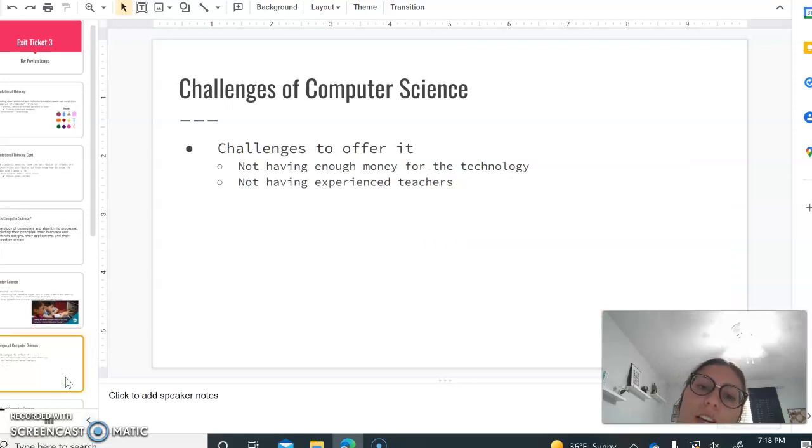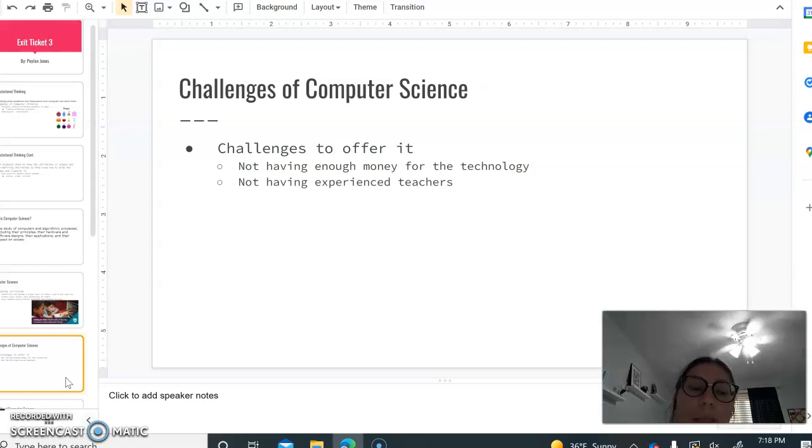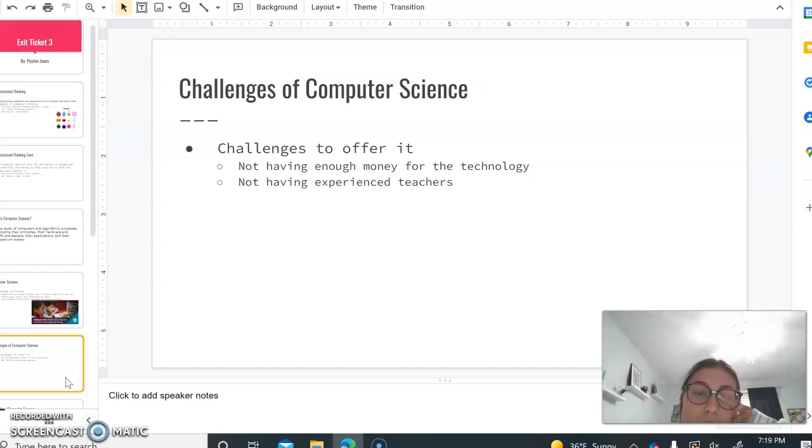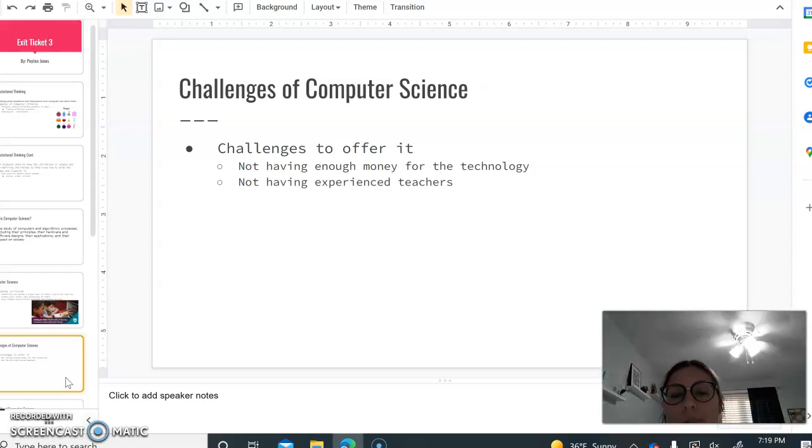The challenges of computer science is that not every school district has enough money for technology, so the lower income districts don't have the money to have computers or laptops or iPads, so they would not be able to have a class with it because they wouldn't have the right tools. And there's also many school districts that don't have experienced teachers with computer science and don't know how to teach computer science. I read something about how they're encouraging every school district or elementary school to have 2 or 3 teachers that can teach computer science.